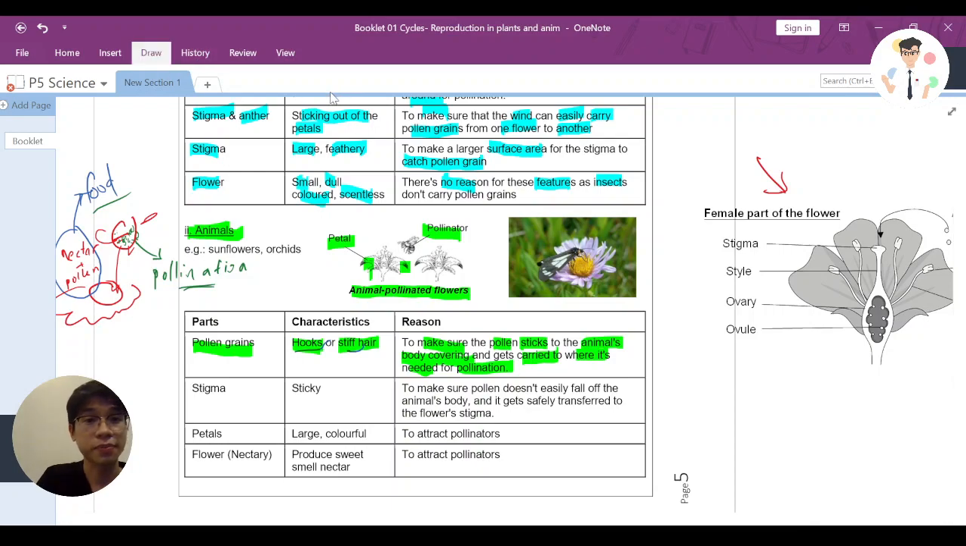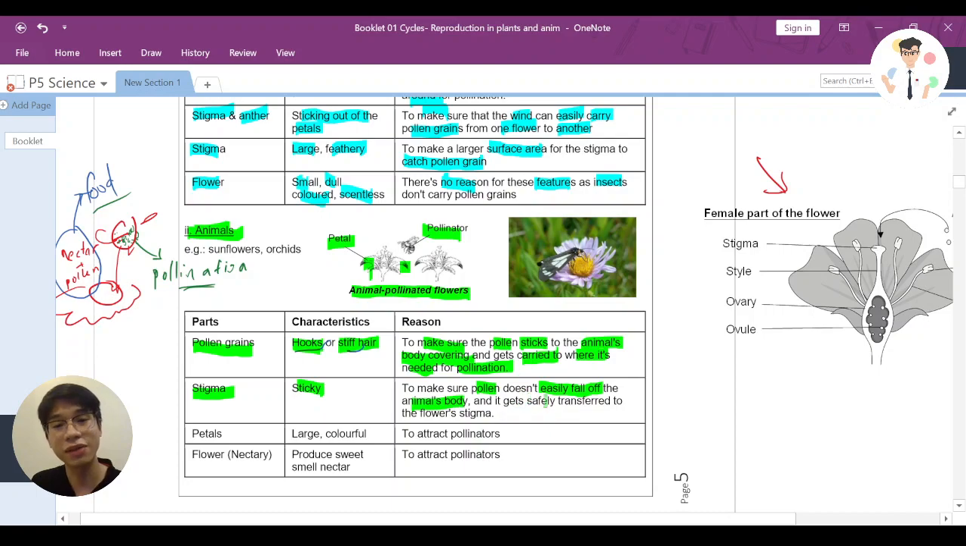Okay, so the next one, stigma. As you can see, the stigma is to receive the pollen grain. So it is sticky. Why? To make sure the pollen doesn't easily fall off the animal's body and gets safely transferred to the flower stigma. Stick. Next part, petals. The petals are large and colorful. Why? To attract pollinators, like bees to come, birds to come. And of course, in the flower, the nectary produces sweet and smelly nectar, again to attract pollinators, as I've explained here in this small drawing.